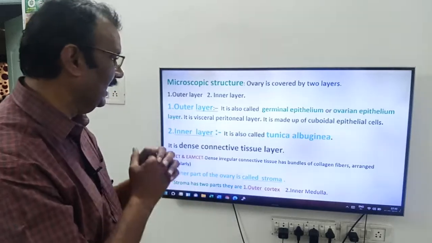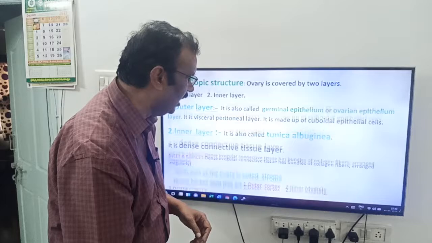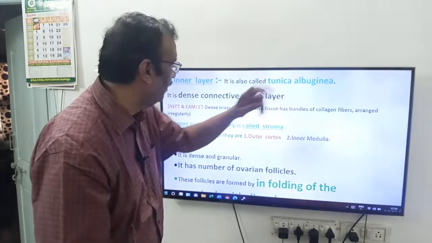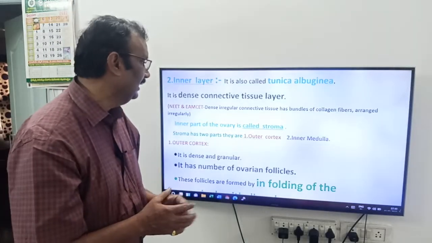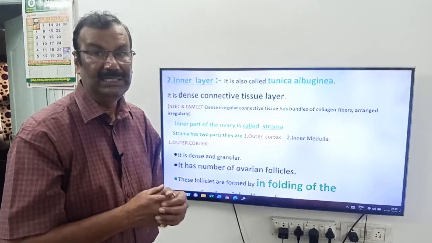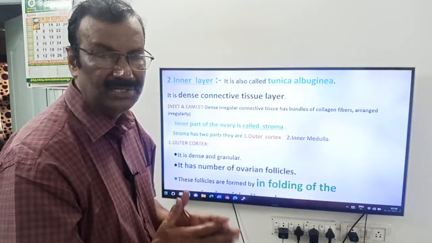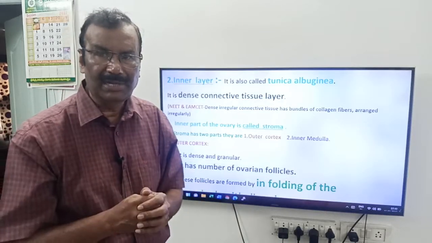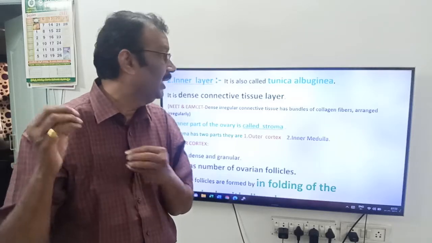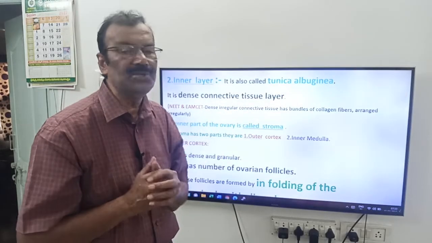Now friends, come to the inner layer. The inner layer is also called tunica albuginea. It is a dense irregular connective tissue layer. Once again, the inner layer of the ovary is called what, friends? Tunica albuginea. It is a dense irregular connective tissue layer.